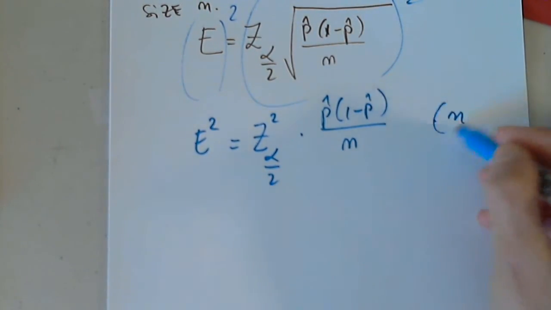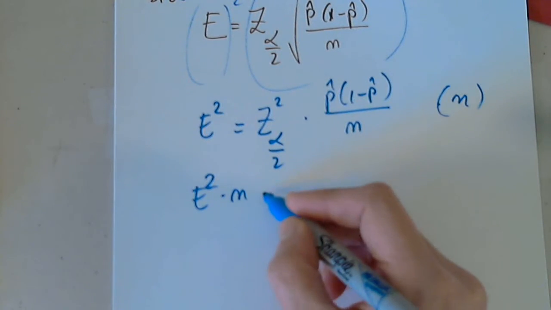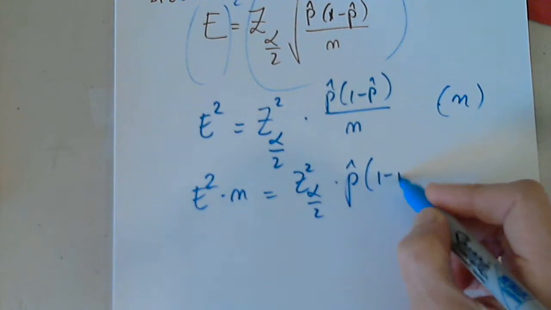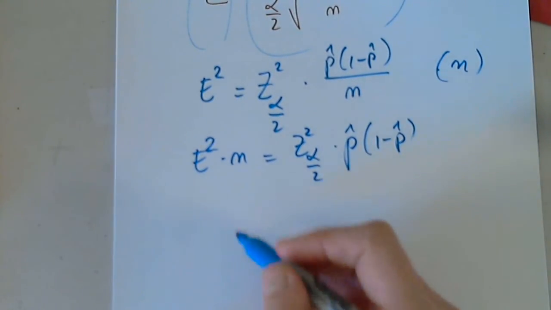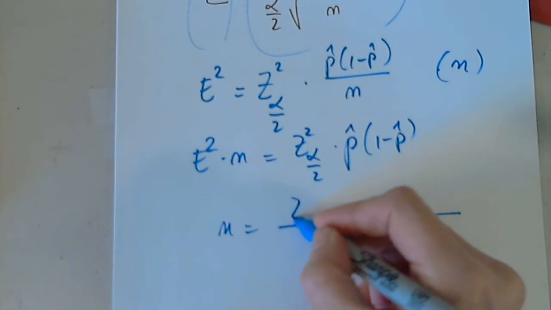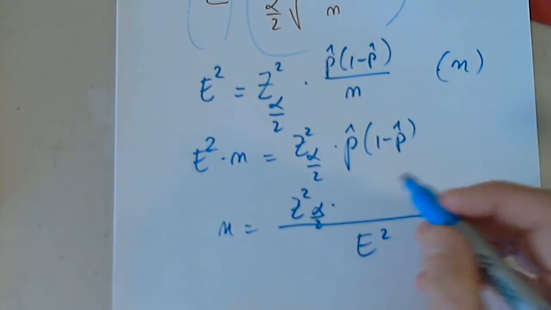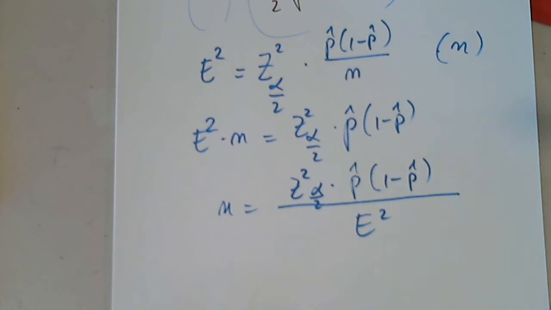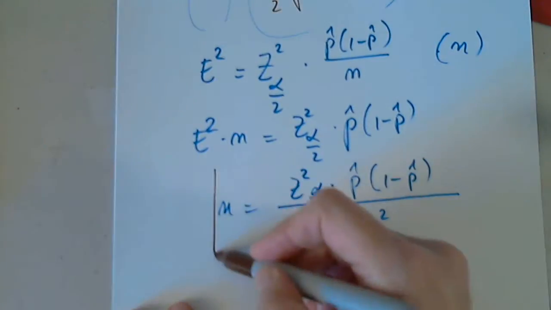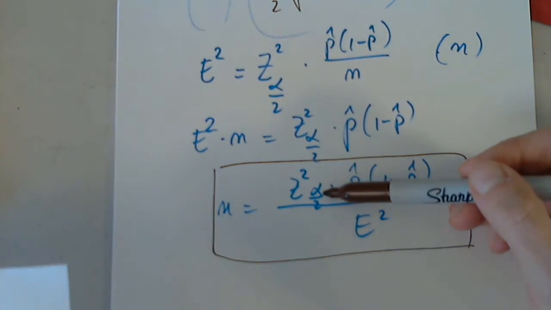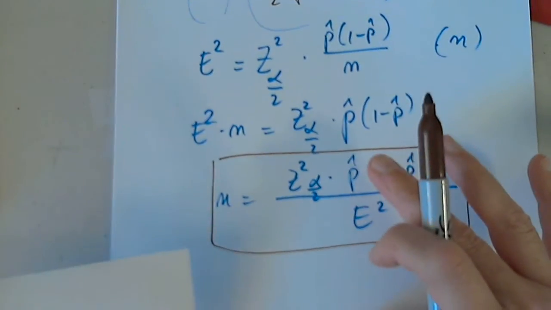I'll multiply both sides by n. So then e squared times n equals z squared sub alpha over 2 times p hat times 1 minus p hat. All I have to do is divide by the error squared. So this is how we get this formula. So n is z sub alpha over 2 squared times p hat times 1 minus p hat, divided by E squared. So this is the sample size for a given margin of error. So once we have E and alpha, then we can determine the sample size, and p hat, of course.